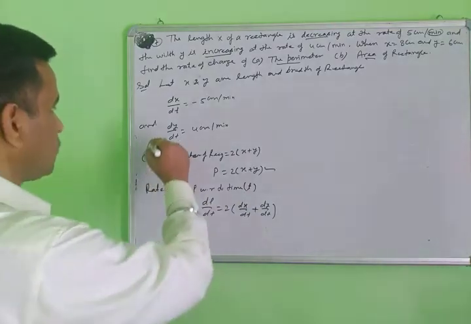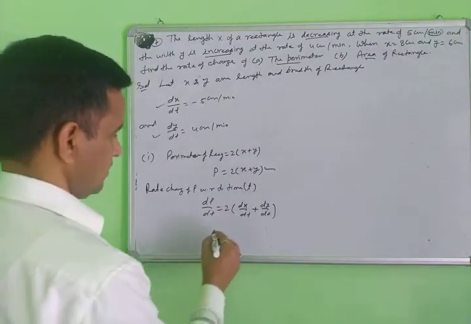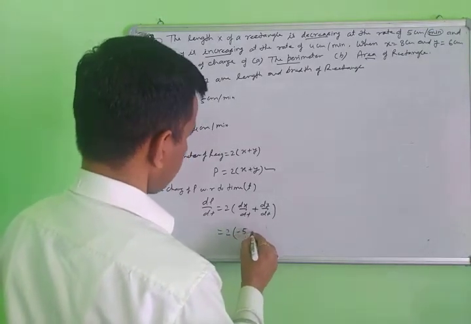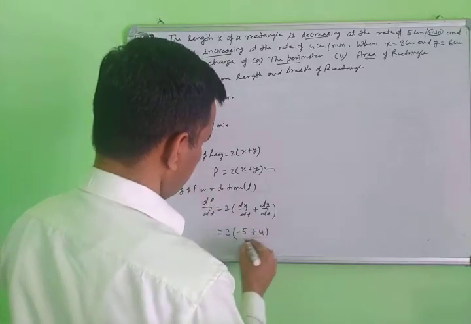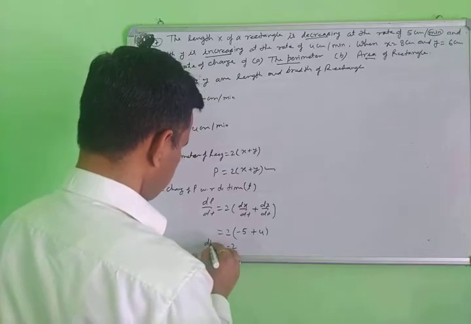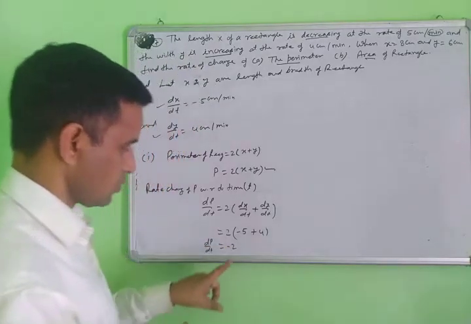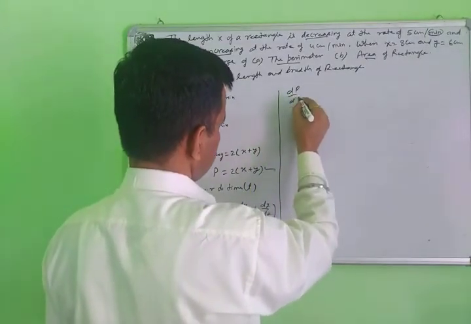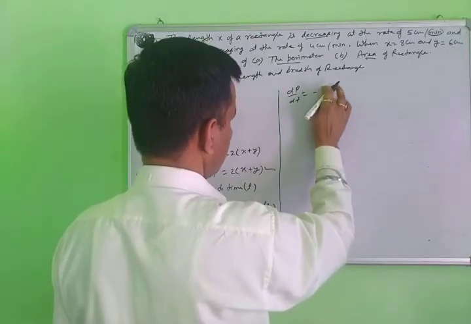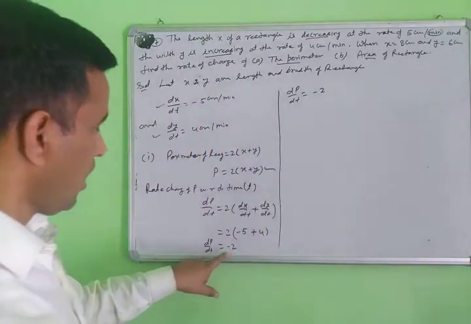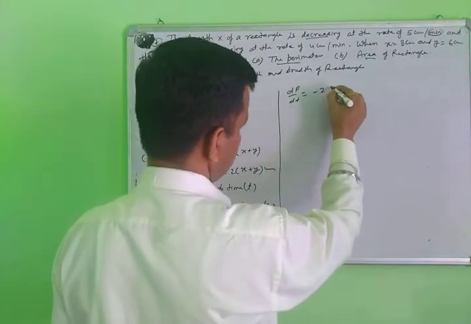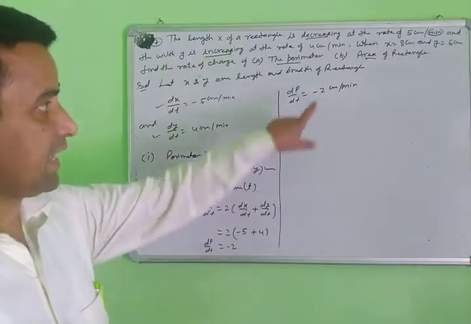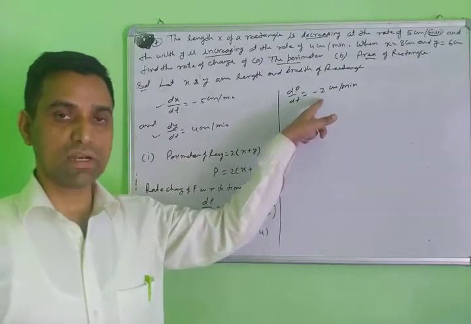So now putting the two values in this identity, we get dx over dt as minus 5 plus dy over dt as plus 4. The answer comes minus 2. So dP over dt equals minus 2. P is for perimeter, so centimeter per minute, and time is in minutes. The negative sign here represents the perimeter is decreasing.